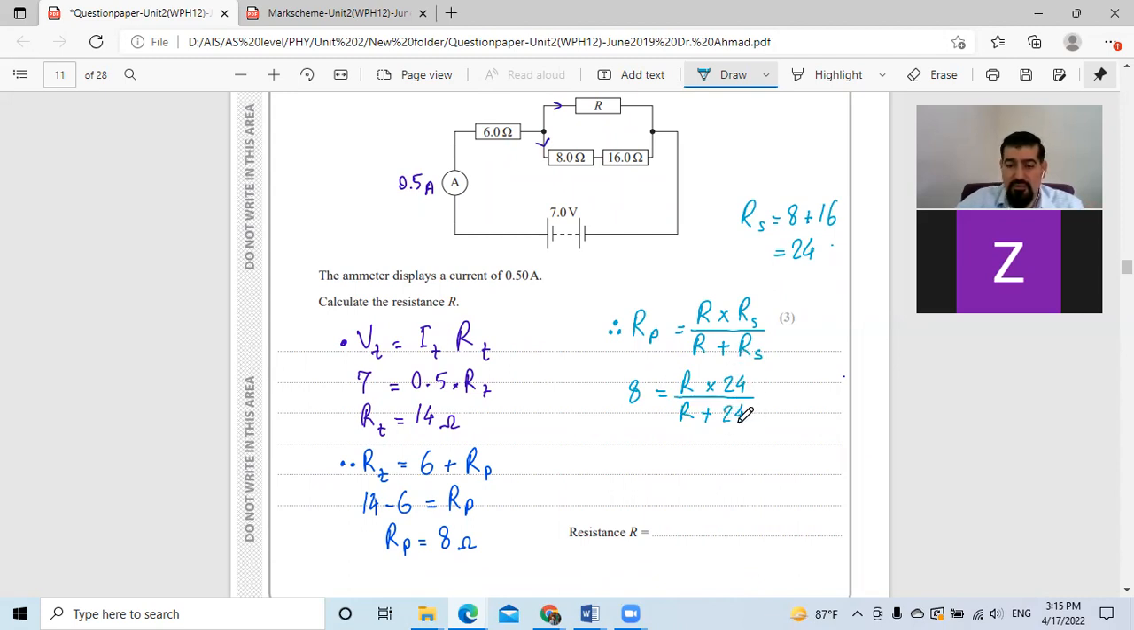By doing cross multiplication and putting R on one side of the equation, we will find that 8 times R plus 24 equals 24R. Then we divide this, and finally we get our answer, which will be 12 ohms. The unknown resistance will be 12 ohm.